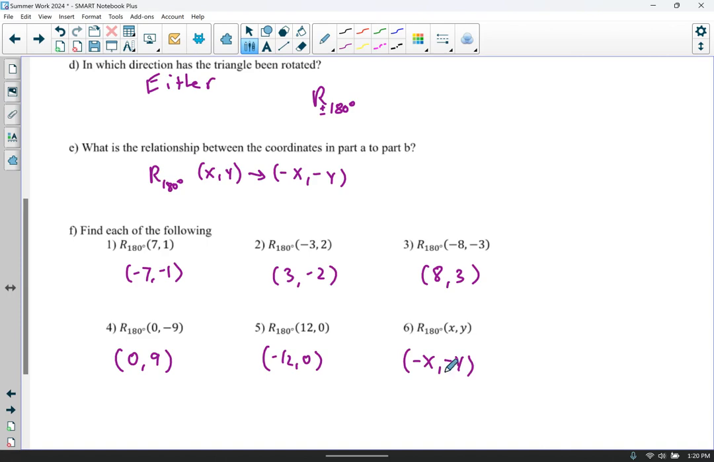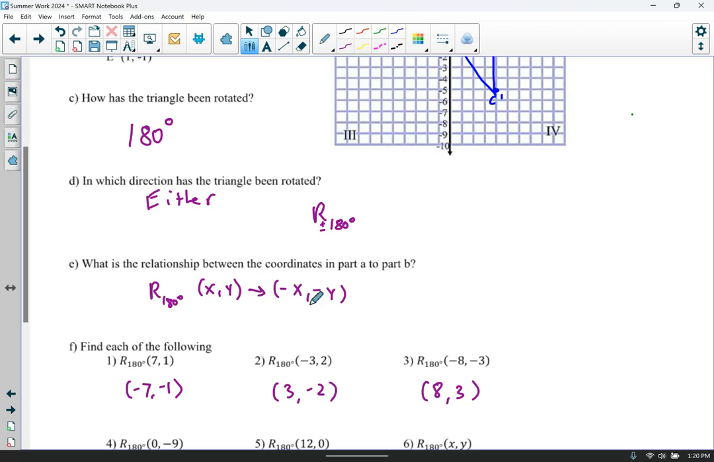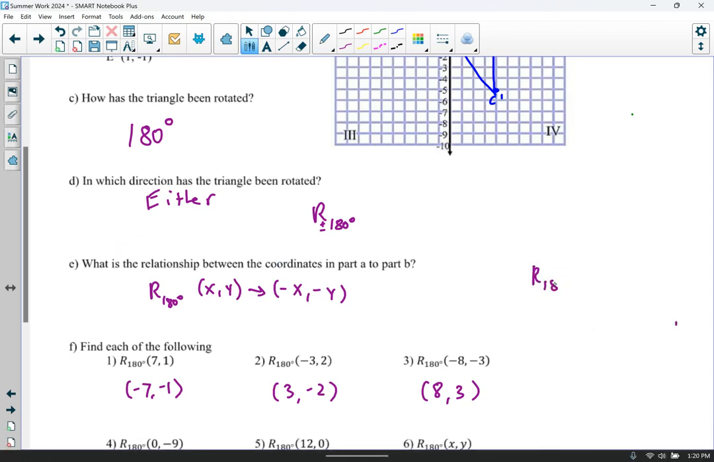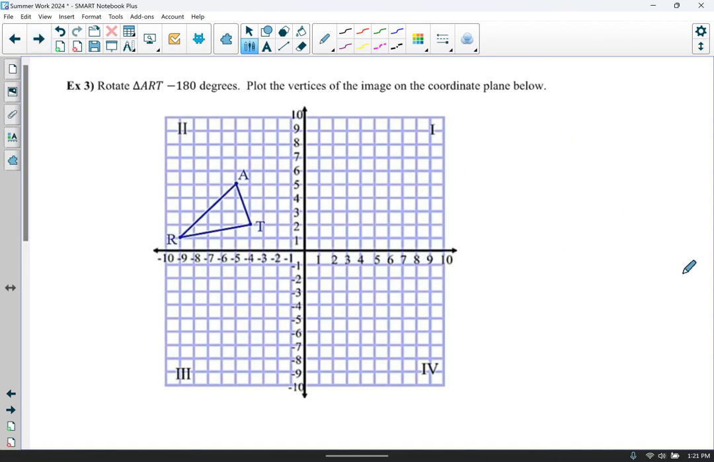And like we talked about in our reflections, it's these rules we're going to use. So we're going to be really just focusing on using these rules of our rotations, that (x, y) goes to (negative x, negative y) when we rotate 180 degrees, and when we rotate 90 degrees positive counterclockwise, that (x, y) goes to (negative y, x). And let's look at how we can use that to rotate a given triangle.